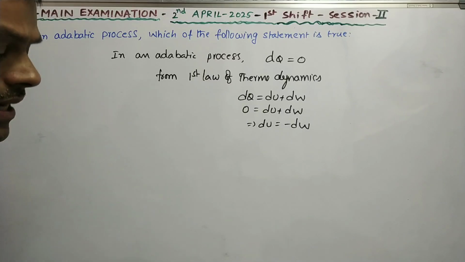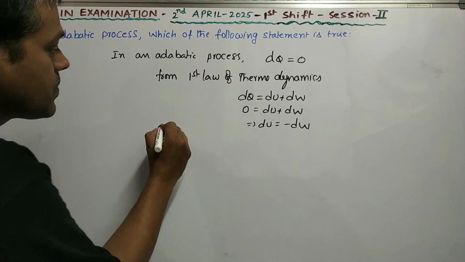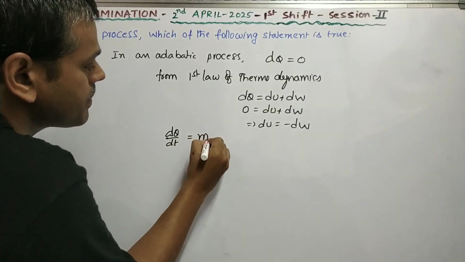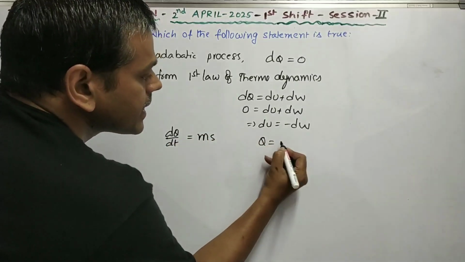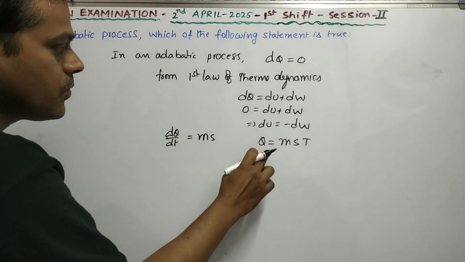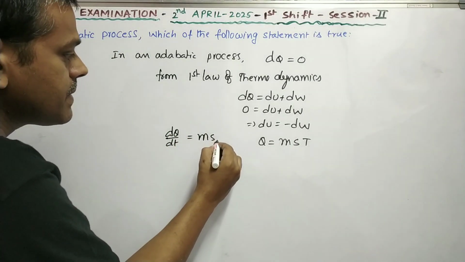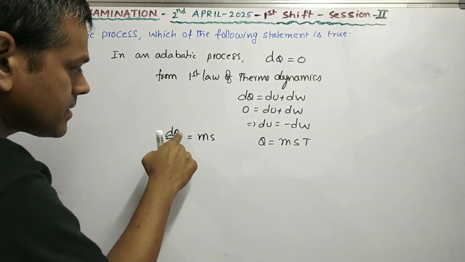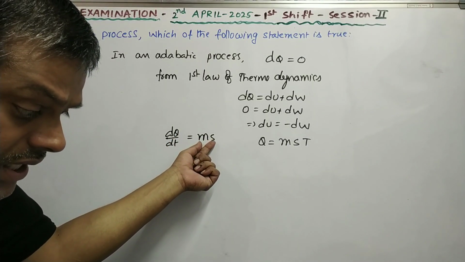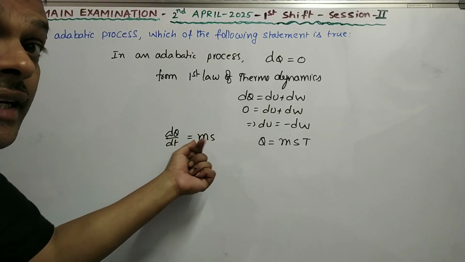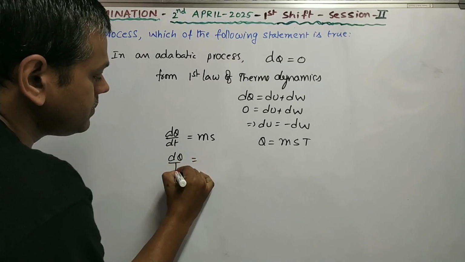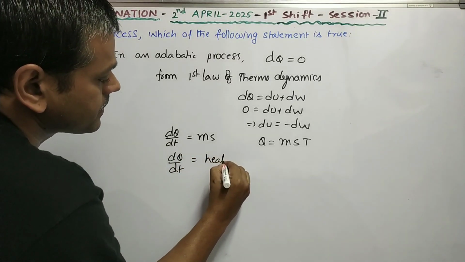As well as heat capacity. What is the heat capacity? dq by dt is equal to m into s. Because from the heat gained by a body, q is equal to m into s into T. So when you differentiate it, dq is equal to ms dt, then bringing dt to this side, dq by dt is equal to ms. That means m into s, which is the heat capacity.